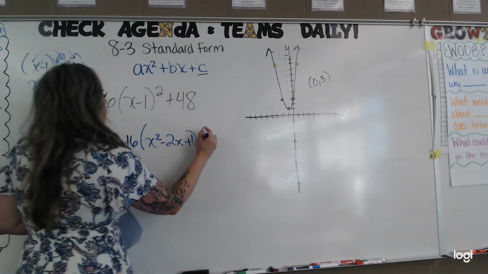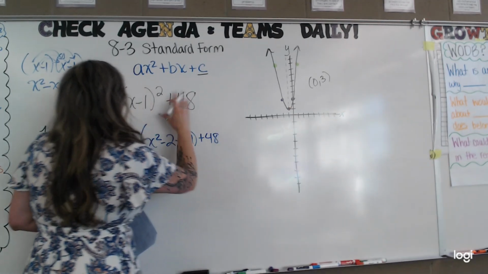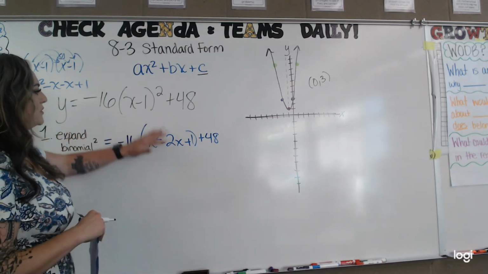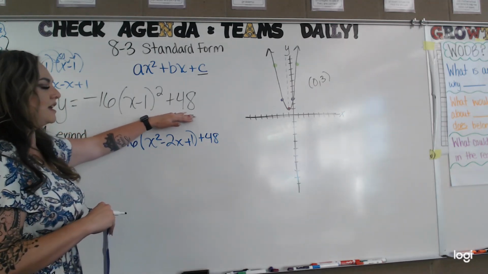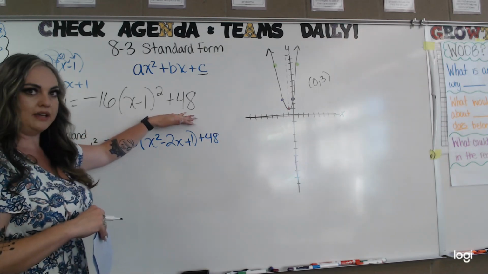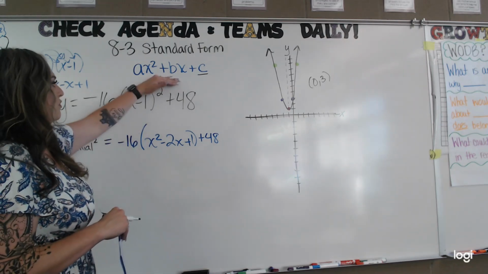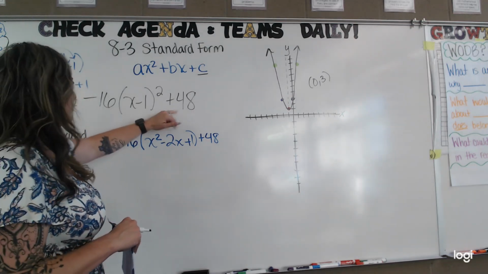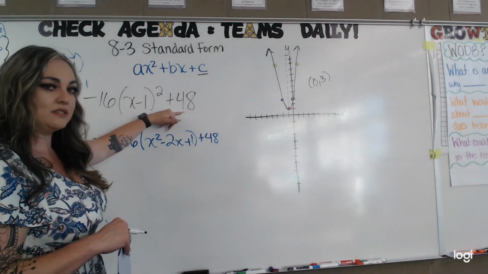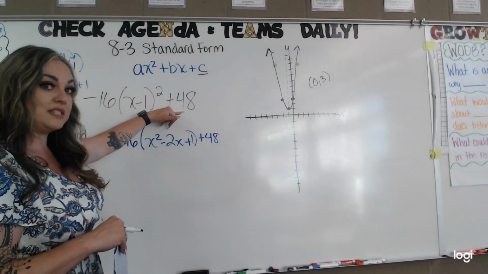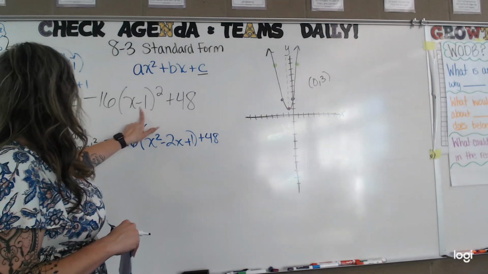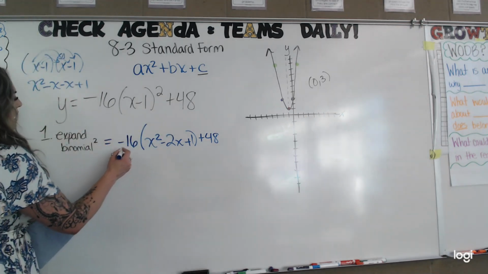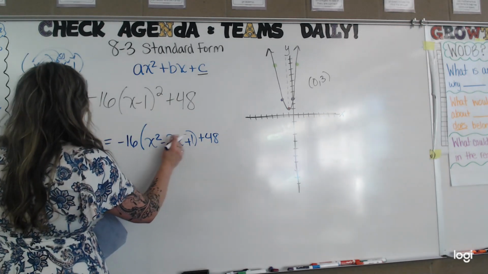Bring down the positive 48. Now this is not in standard form, so you have to realize this is not the y-intercept yet, okay? We have to convert it to standard form, then whatever that c value is will give us the y-intercept, because right now this is a k, this is vertex form. So this is where the vertex should be, at (1, 48), okay? All right, so we have expanded.